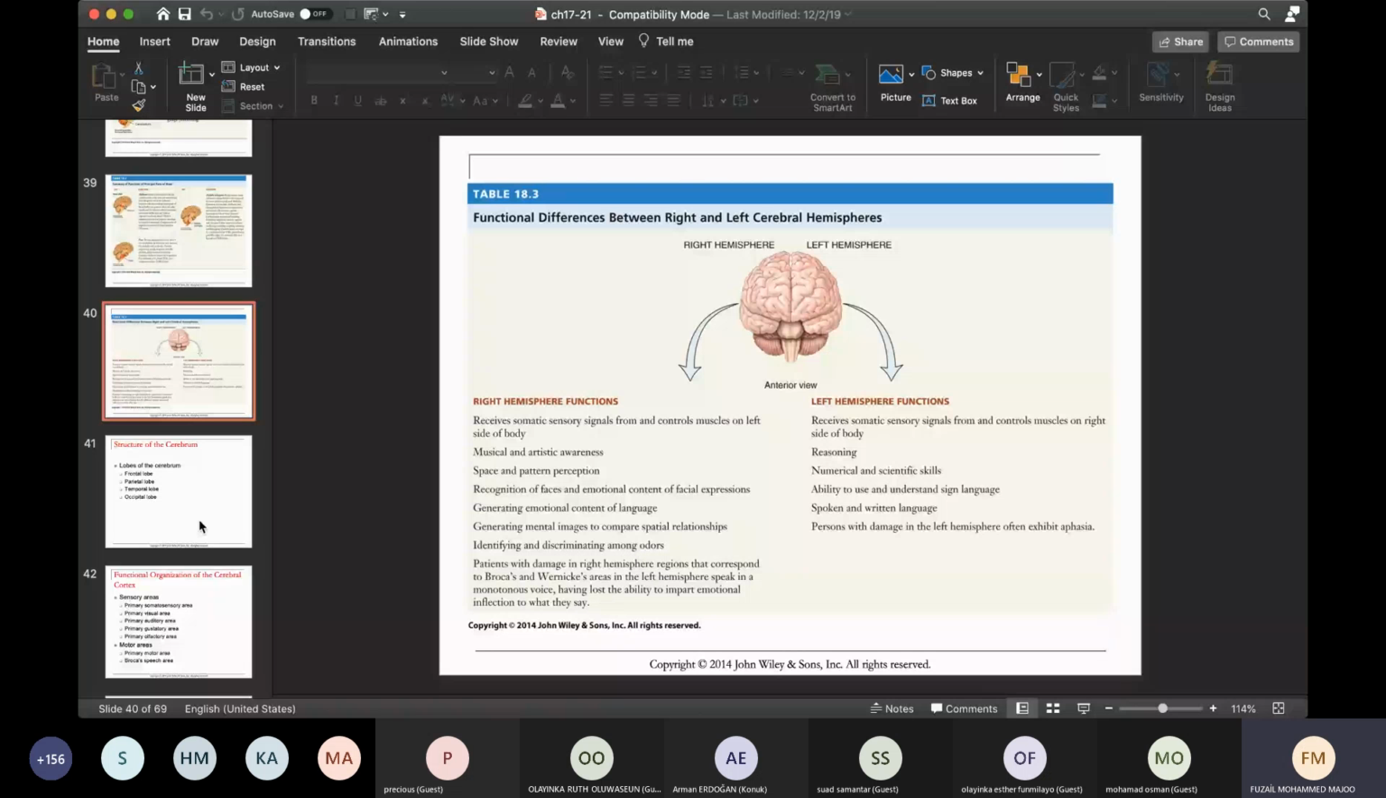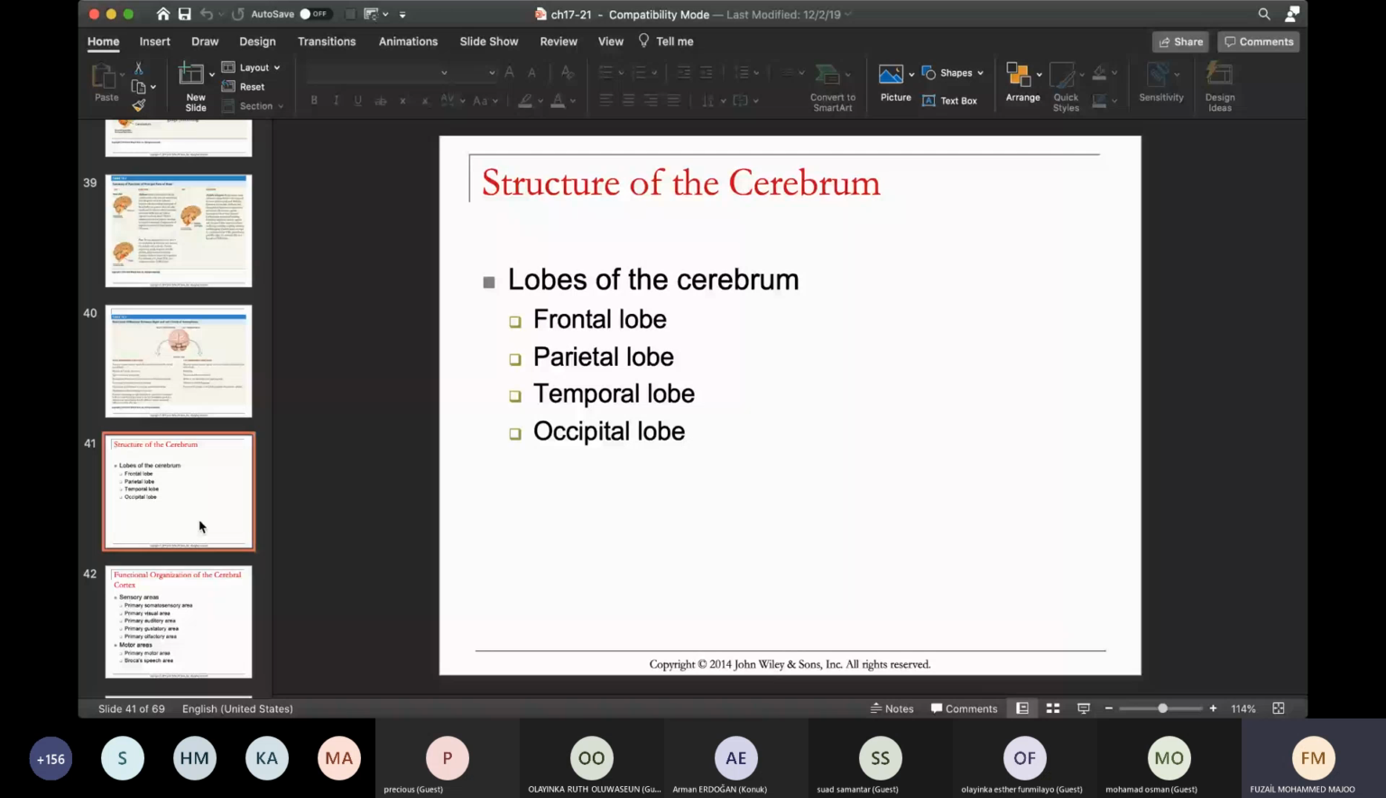All right, so when you look at the cerebrum, it has different lobes that are present. So what are these lobes? Again, very simplistic. You have your frontal lobe, parietal. Frontal is going to be the front part. Parietal is going to be the sides. Temporal is going to be the lower sides, and then the occipital lobe is going to be towards the back. So when you look over here, this is the back part.